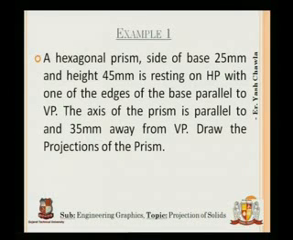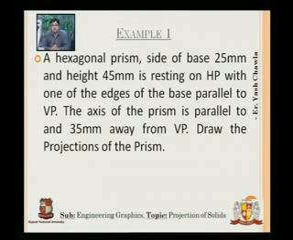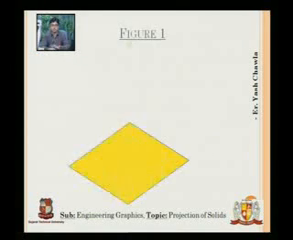Here we have a hexagonal prism. The hexagonal prism has a side of base 25 mm and a height of 45 mm, and it is said that it is resting on HP with one of the edges of the base parallel to VP. The axis of the prism is parallel to and 35 mm away from VP. Draw the projections of the prism. Now what it is basically saying, let's first interpret it into an isometric view of the problem.